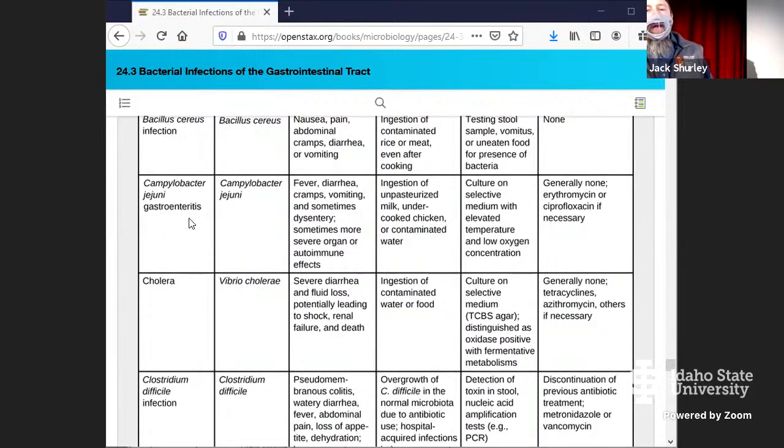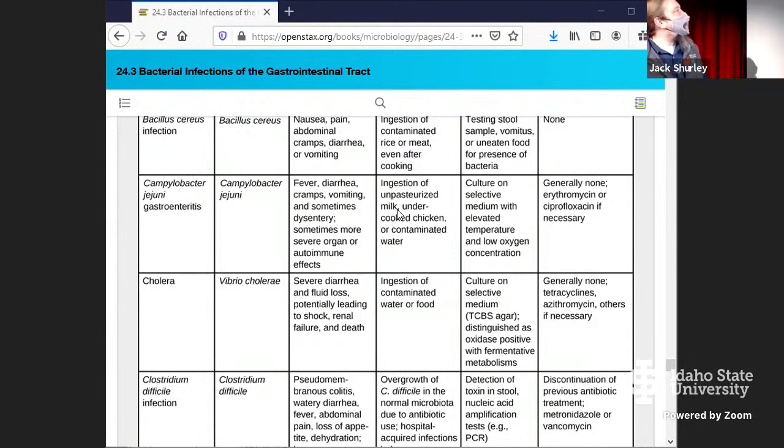Campylobacter jejuni causing gastroenteritis. This is one of the main bacteria that we think about for pasteurization of milk. It is a definite pathogen that we can see from raw or unpasteurized dairy, and it sets the stage really for some serious issues. So fever, diarrhea, cramps, vomiting, sometimes dysentery. It does take some time to progress, and it can be definitely more pronounced with organ or autoimmune issues with that.